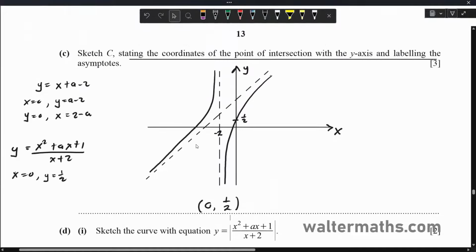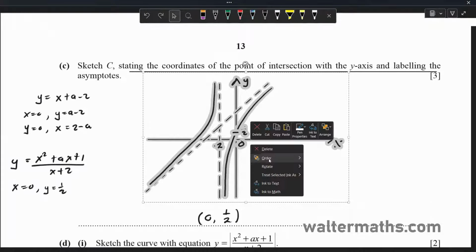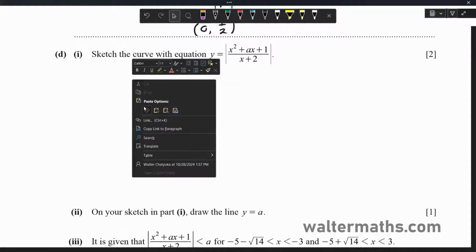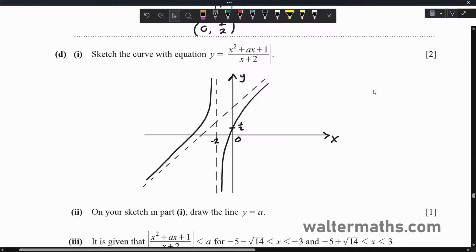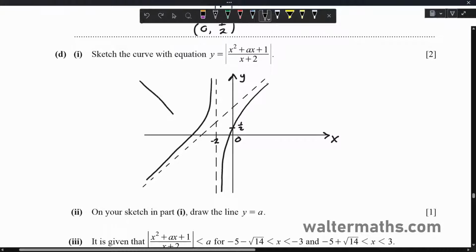Now on part D, that's D part 1, they say sketch the curve, which is essentially the modulus of the curve above. I'm going to do it this way. Okay, so this is the graph we had right above, and I'm going to reflect the part of the graph that is below the x-axis in the x-axis. So this line segment will come out like this. It's not a straight line, it's a curve, so I think if we do it this way, it should be good. So we've reflected this line segment.